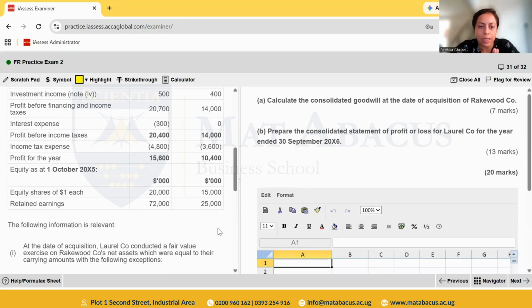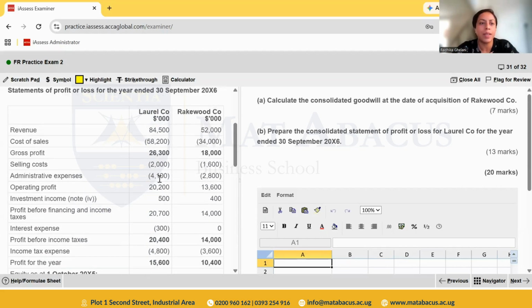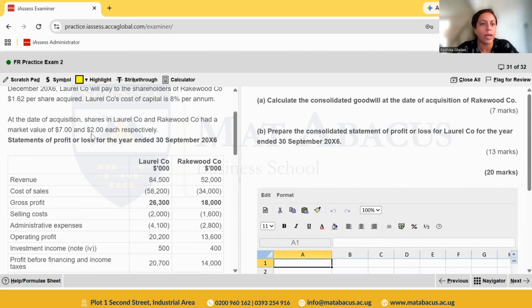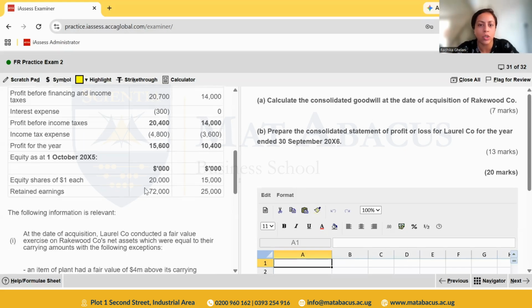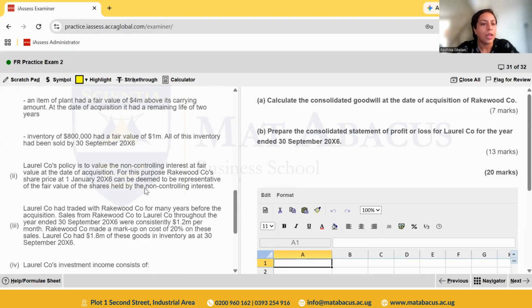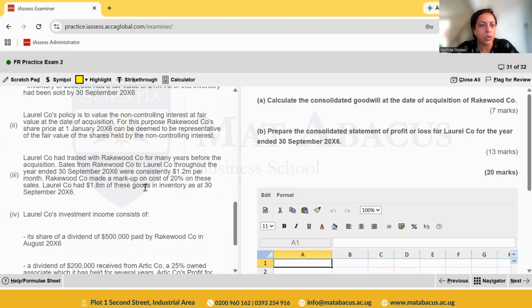And out of the 15 million shares, 40% is attributable to NCI. So that way you can get the number of shares, and we will multiply it by the share price that has been given to us of Rakewood. They told us Rakewood had a share price of $2, and that gives you the fair value of your NCI. Okay, follow the instructions. It's literally led you on how to calculate the fair value. So we will use that when we do our goodwill.